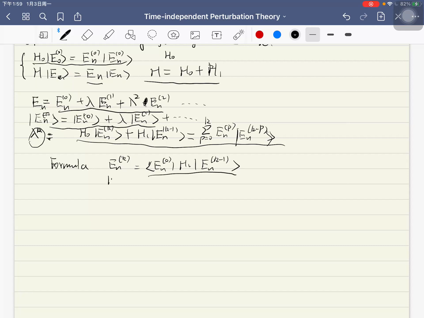And the state corrections can be labeled like this: sum over m of Em0 times En0 Enk Em0, and we need to calculate this.